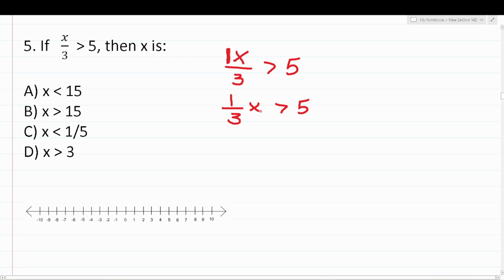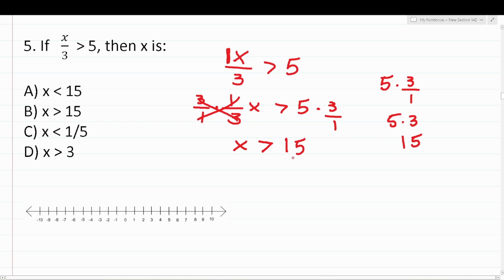Now, clearly, we're just trying to get x by itself. And to do that, we're going to multiply both sides by the reciprocal of 1/3, notably 3 over 1. In doing so, we get to cross these out, leaving us with just x on this side of the inequality. Of course, that's going to be greater than. And what do we have going on here? We have 5 times 3 over 1. What is 3 over 1? 3 divided by 1 is just 3, so this is 5 times 3. 5 times 3 is 15, so this says x is greater than 15. Of course, that is answer choice B.